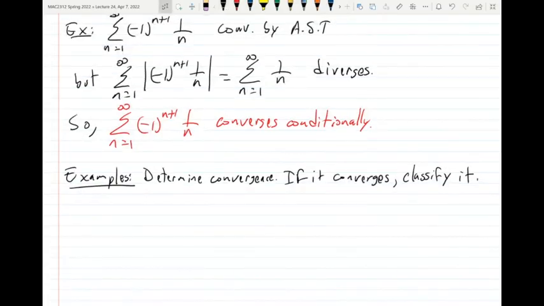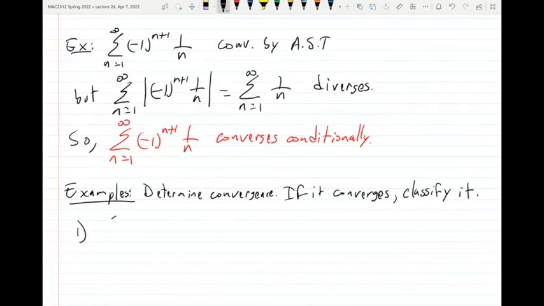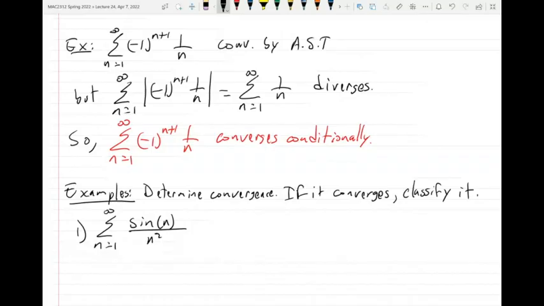I already did the one over n, so I'm not going to look at that one. So let's do this one. By the way, here is a silly claim. I claim that if a series of positive terms converges, then it must converge absolutely. What do you think?